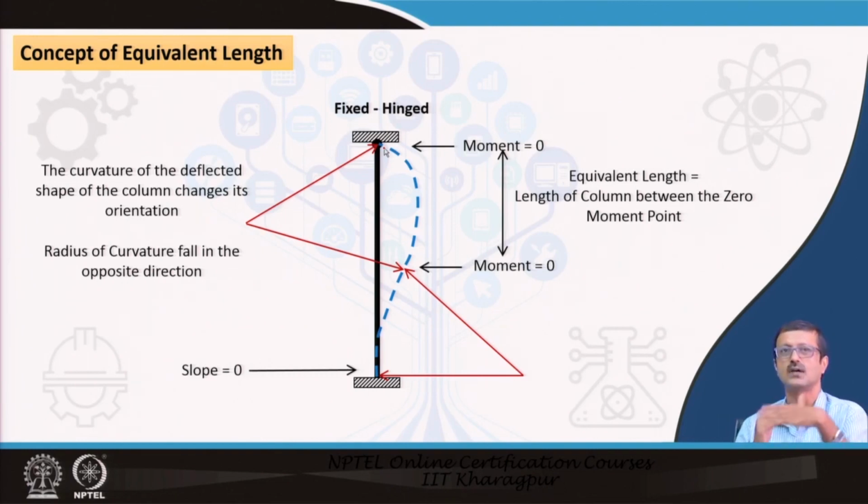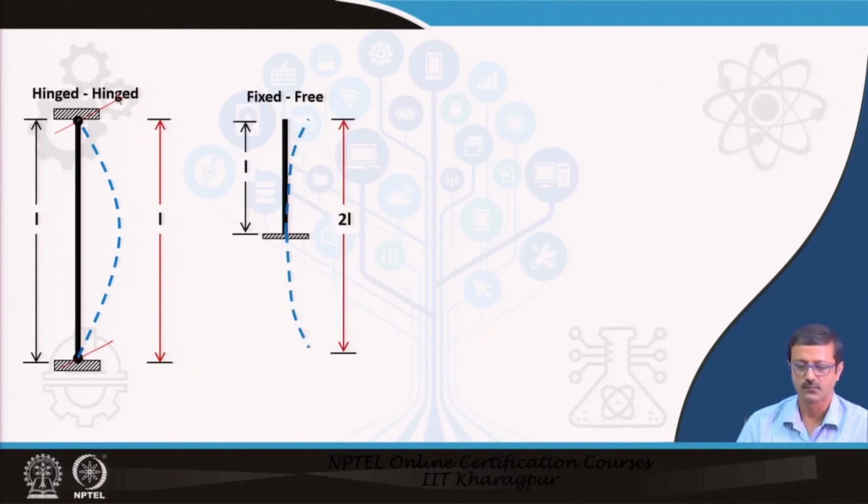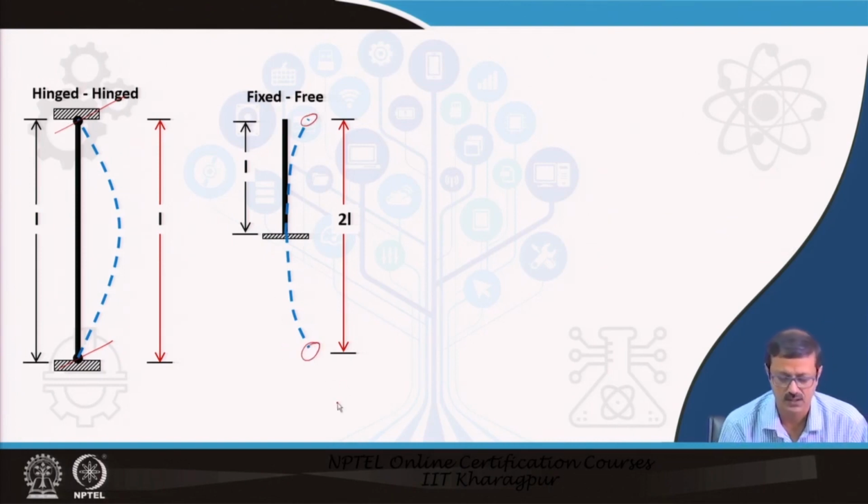So, for these two points, we have to first find out where the moment 0 points are, and then find the length between them. If it is hinge and hinge, we know the moment 0 will occur at the hinge itself. So, the L and this L will be equal. For fixed and free, this is the moment 0 point and this is the moment, it has to be fictitiously said that it is a mirror image, and so this is twice of L.